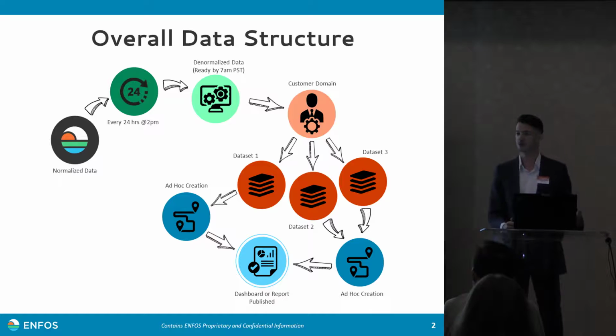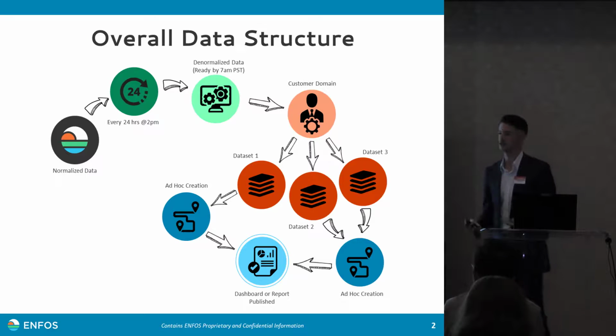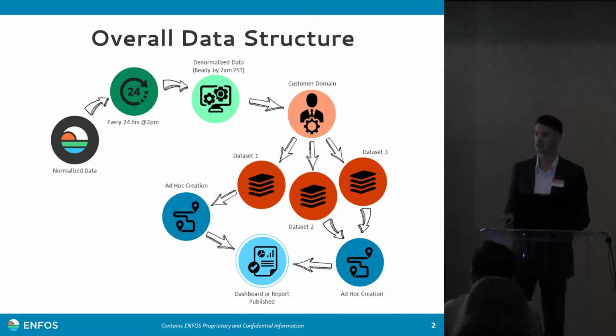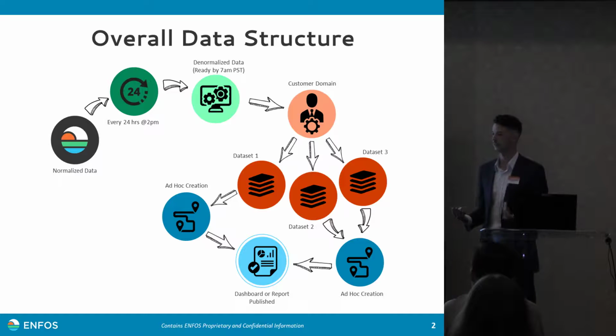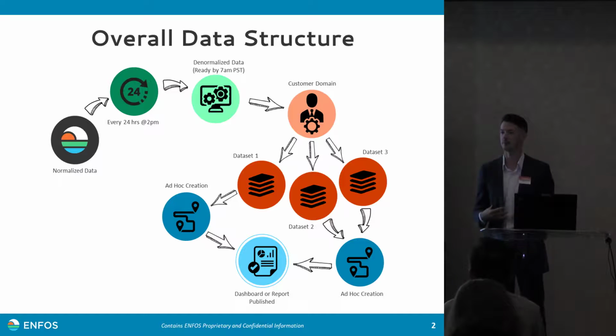Every night at about midnight PST, we take all of the normalized data sets that you're using every day in ENFOS, and we denormalize that data. That denormalized data process takes between 6 and 8 hours, and it's usually ready by about 7 a.m. Pacific time. So all of the business intelligence ad hoc reporting and all of the dashboards use yesterday's data in ENFOS. As we continue to improve the implementation of this software, we hope to shrink that time down even more.